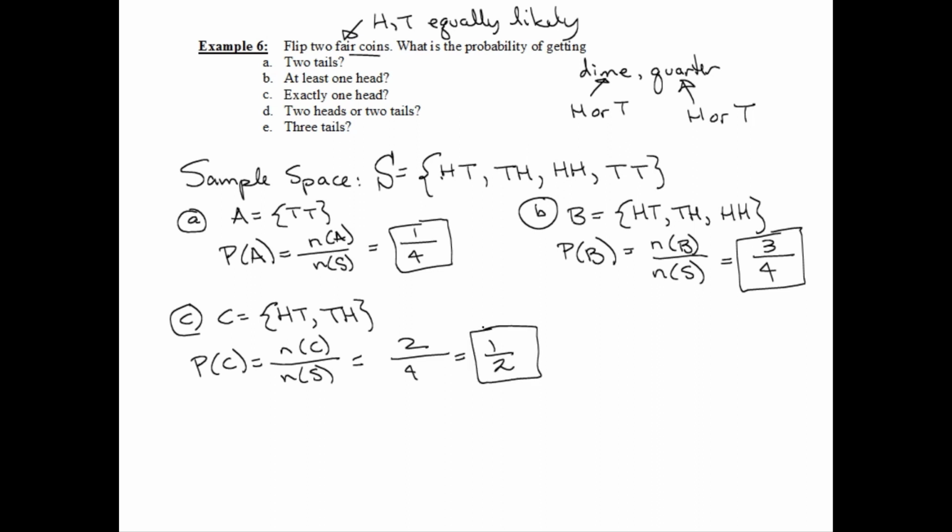If you did this a whole bunch of times, flipping 2 coins, you would expect that approximately half the time you would get exactly 1 head. Okay, so 2 heads or 2 tails. So this event we would do HH or TT. And so what would my probability be? Okay, once again we take the number in our event divided by the number in the sample space. So this gives me 2/4 or 1/2.